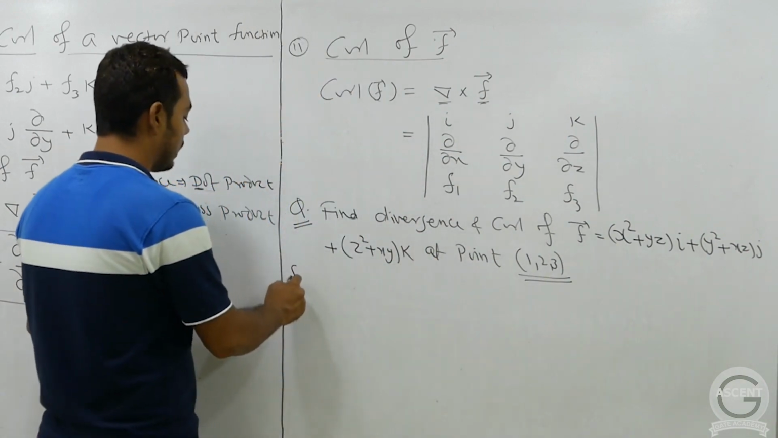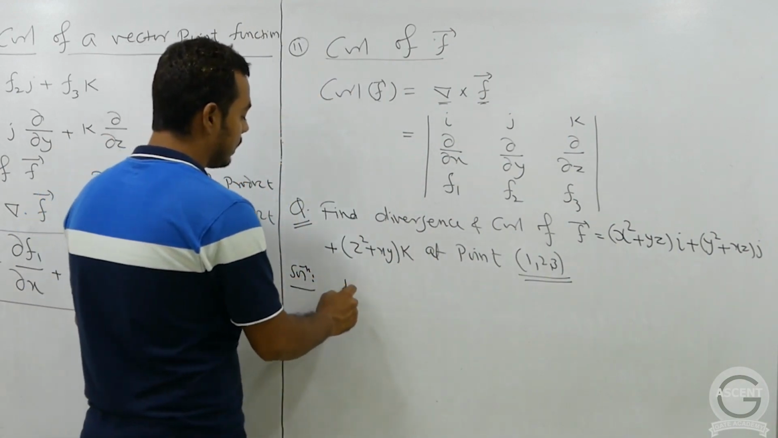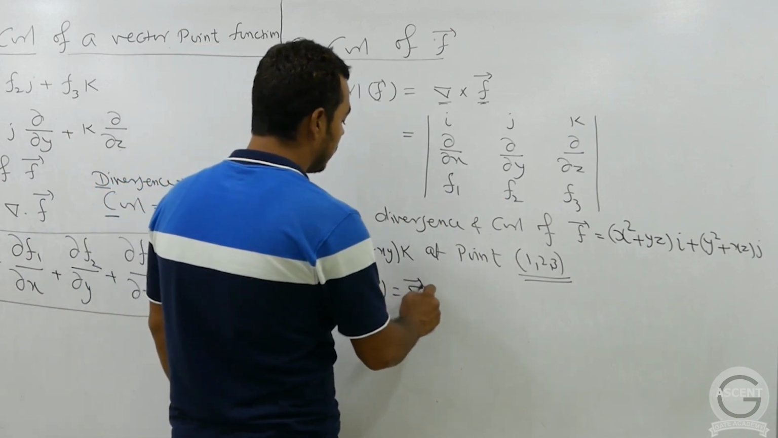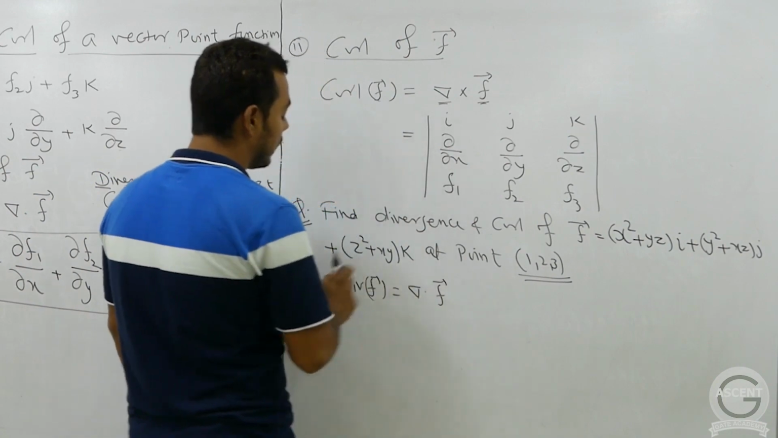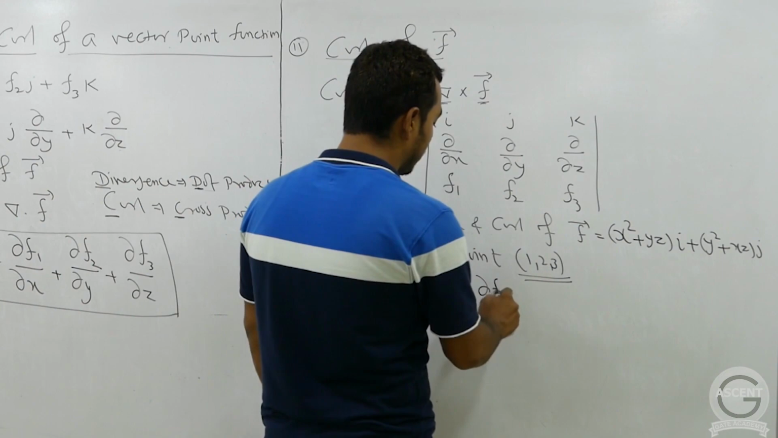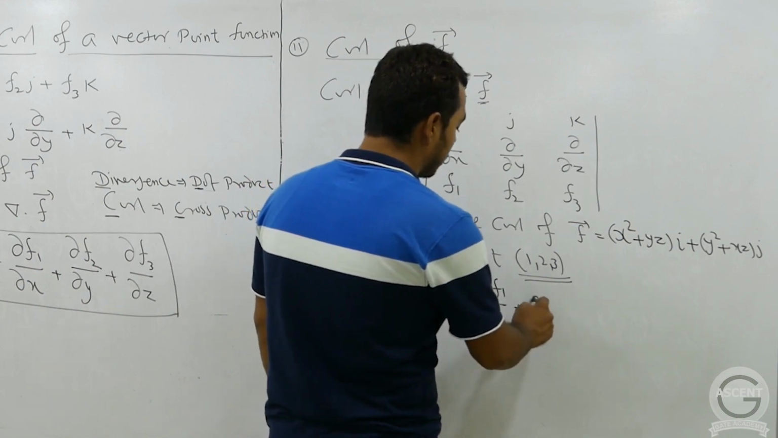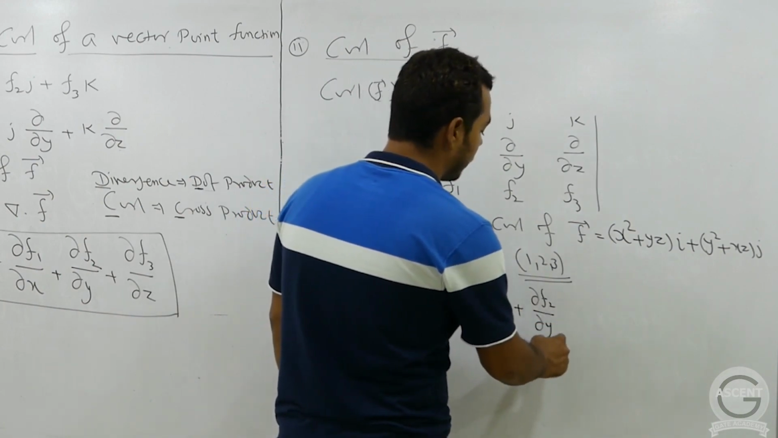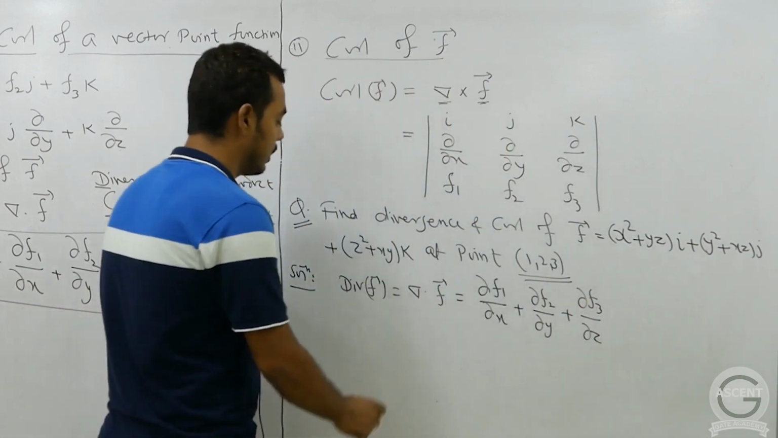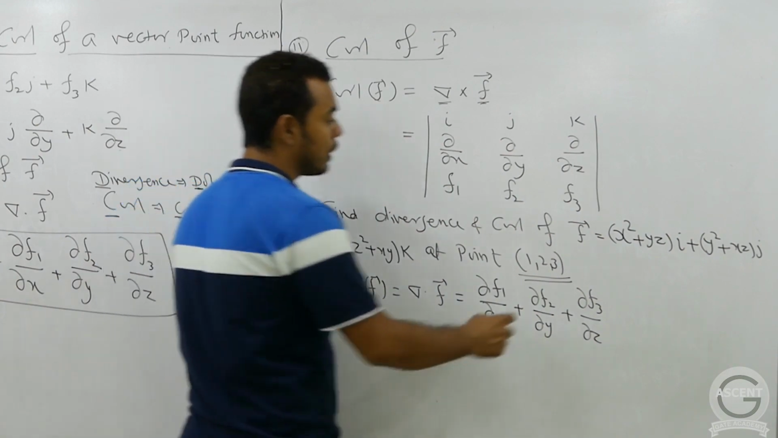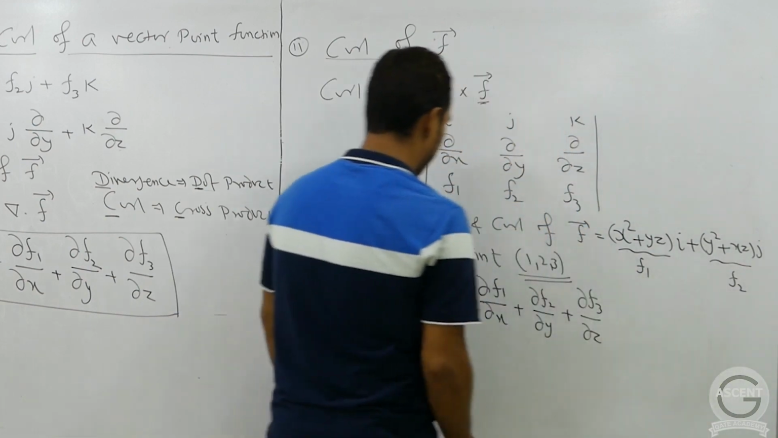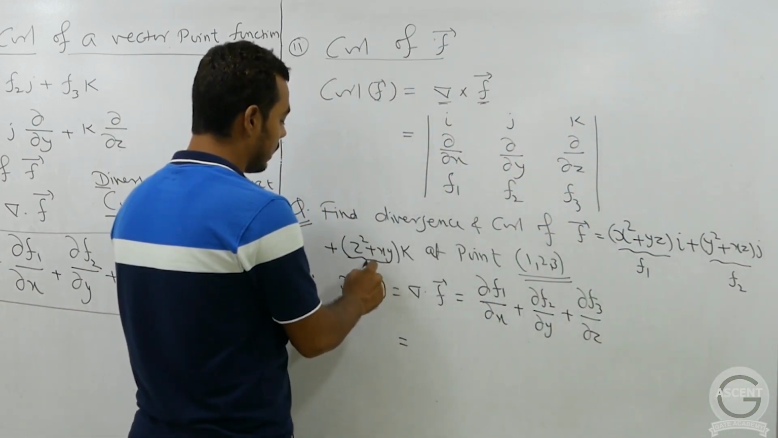So if we need to calculate the divergence, then divergence of f will be vector del dot f. Okay, this del operator dot product with f. So the formula was del f1 by del x plus del f2 by del y plus del f3 by del z. So this is your f1, this will be f2, and here this will be your f3.